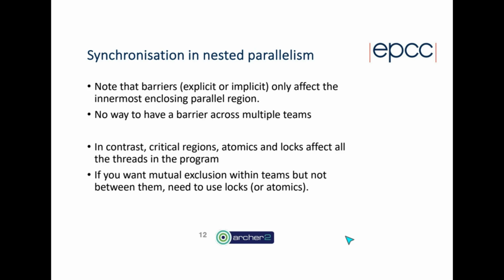On the other hand, things like critical regions, atomics, and locks affect all the threads in the program. So if you want mutual exclusion within teams but not between them, then you might need to use locks rather than critical regions. You might create a lock per team and use that. Or atomics might work, provided that if different teams are accessing different data items, then atomics should work fine.